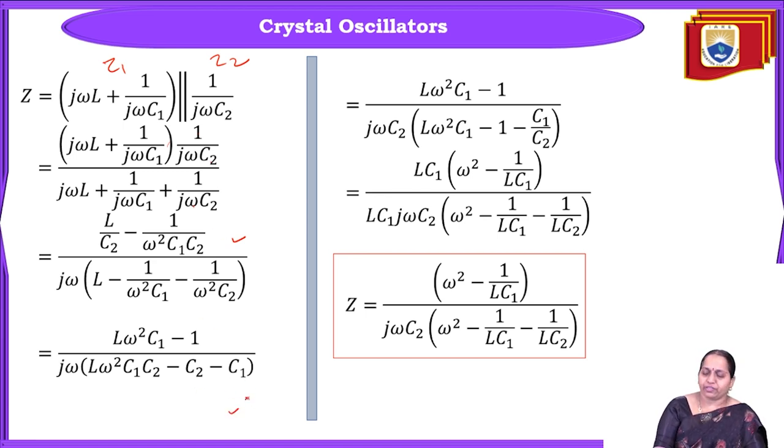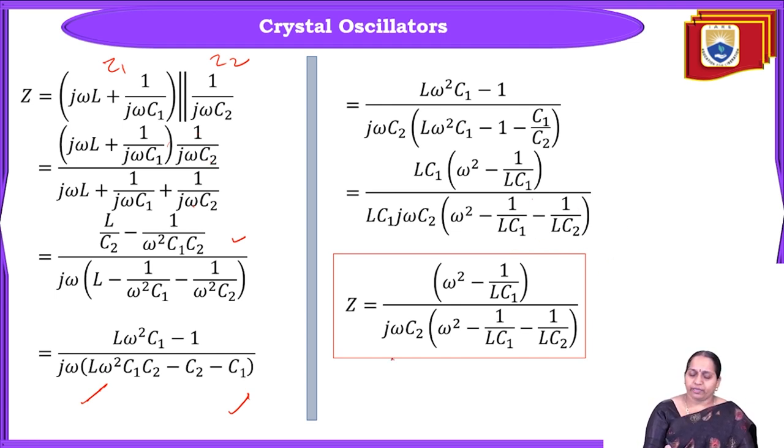I've just simplified it further. Okay. So now you can see it is L omega square C1 minus 1 by, take C2 also outside of these terms, then you'll get j omega C2 into L omega square C1 minus 1 minus C1 by C2. So now, taking L C1 common in the numerator, L C1 into omega square minus 1 by L C1, by j omega L C1 C2 into omega square minus 1 by L C1 minus 1 by L C2.